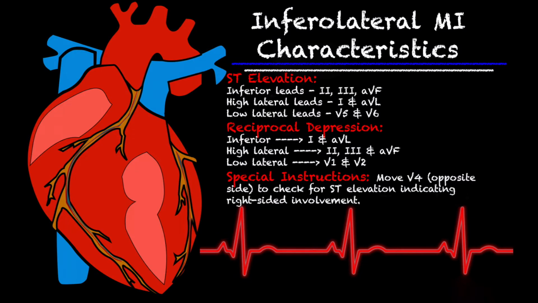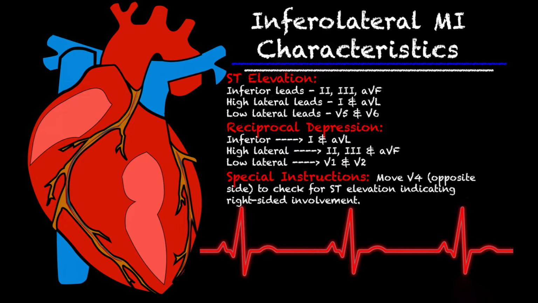Going into the characteristics of an inferolateral, specifically the ST elevation you will look for. In an inferior MI, you're looking at elevation in leads 2, 3, and AVF. And your lateral leads are lead 1, AVL, V5, and V6. But whenever we're talking MIs, you can have a high lateral MI or a low lateral MI, or you can have an MI that includes lead 1, AVL, V5, and V6.